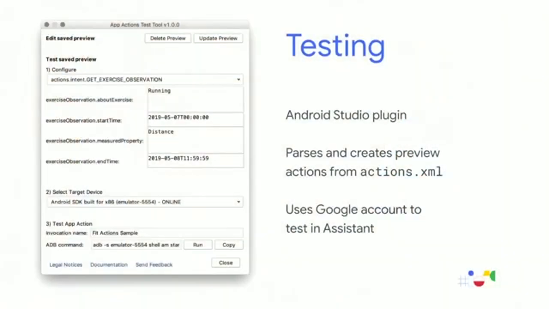You see a screenshot of the test tool on the left. Now, it might be hard to make out, but what you can see is an App Actions preview has been published. You can configure a particular app action that you've defined in your Actions.XML. You can set test values for the parameters that you've defined. Then it generates a special ADB command that can go and test that in the Google Assistant and call through to your Android app. You can click Run to run it on a device that's connected to your machine immediately. Or you can click Copy to copy the ADB command to use it in test scripts or a CI system, for example.